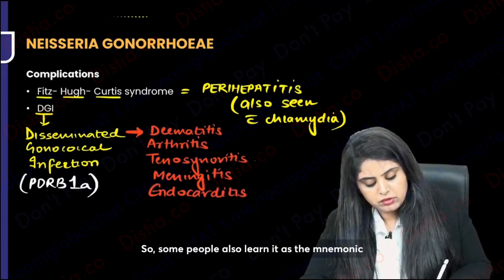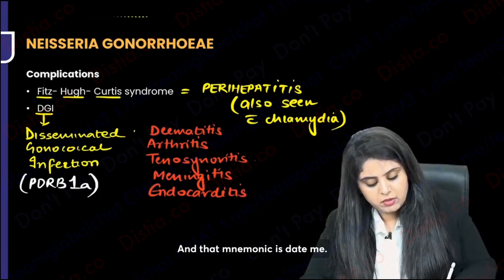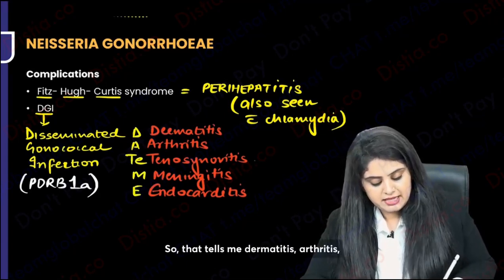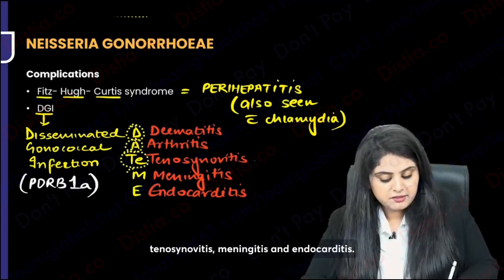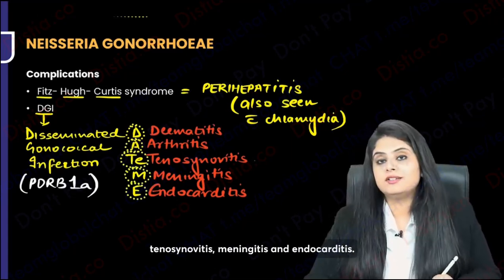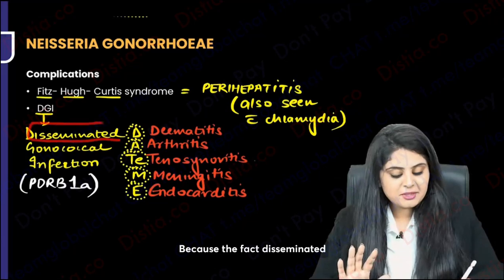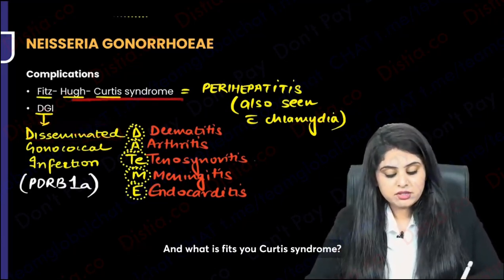Some people also learn it as a mnemonic, which I'm going to put up in front of you, and that mnemonic is DATE ME. That tells me dermatitis, arthritis, tenosynovitis, meningitis, and endocarditis. But honestly telling you, you don't need this mnemonic, because the fact that disseminated means only that head to toe everything is going to get affected.